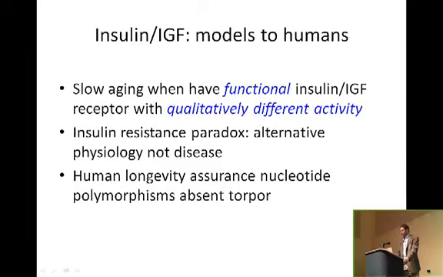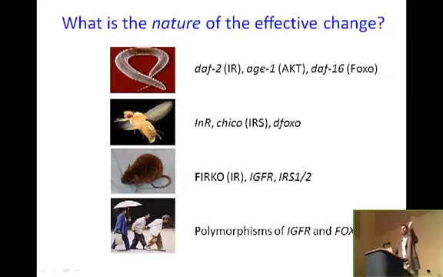So the question that we're trying to pursue now, after 15, 20 years of work to bring you up to date and where we're going in the future, is to ask what's the nature of the change in insulin signaling that assures longevity. We have all these different model systems, and I didn't talk about knockout mice, IGF mice, IRS mice, and polymorphisms in humans. I'd like to know what's the conserved common mechanism among them that provides longevity assurance.